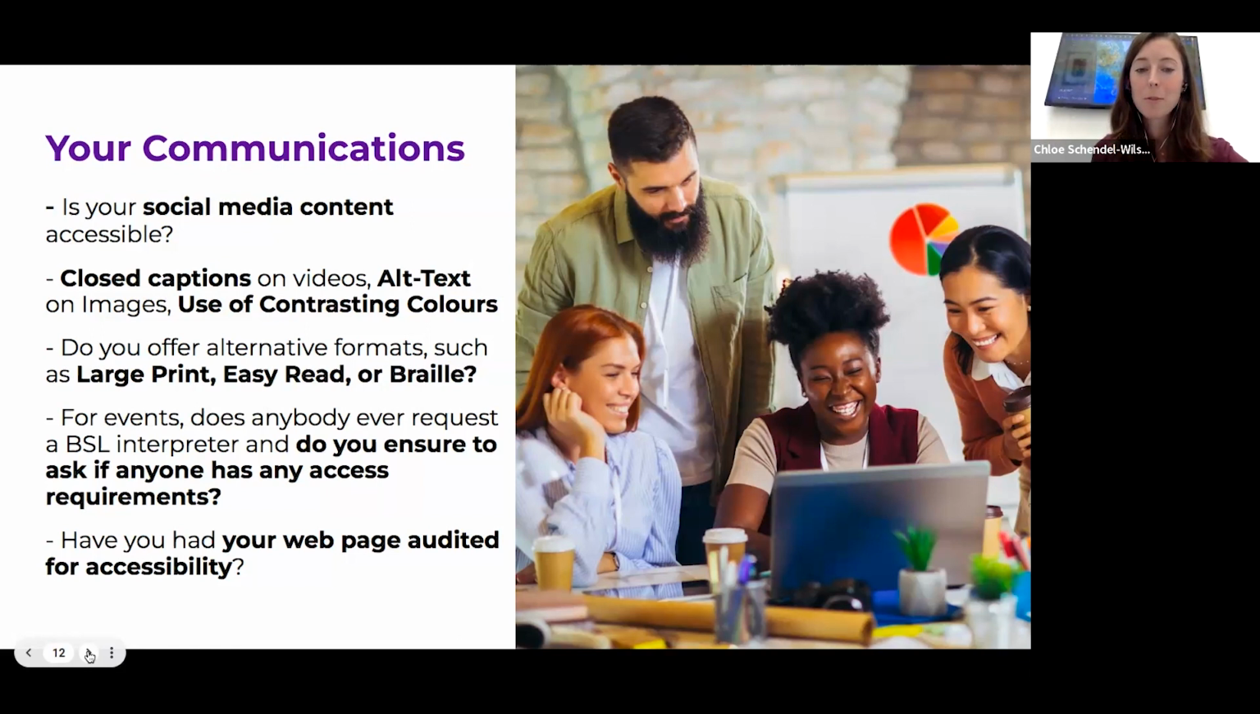All videos should have captions on them. All images that you put on social media should have alt text. You should think about the colours that you use.